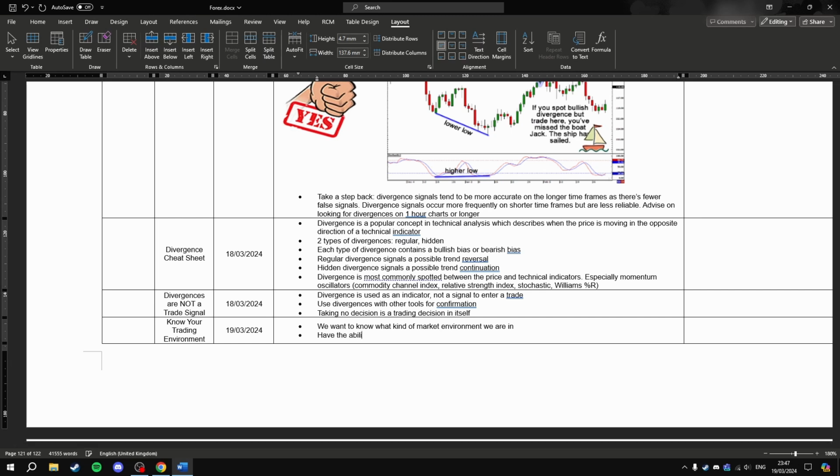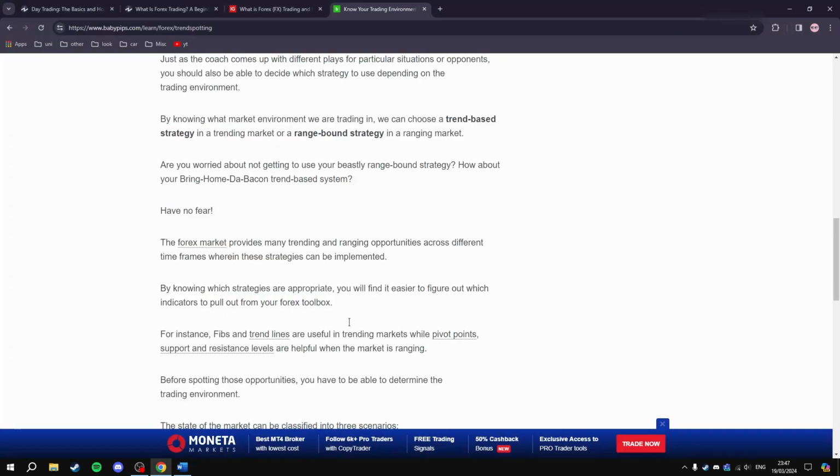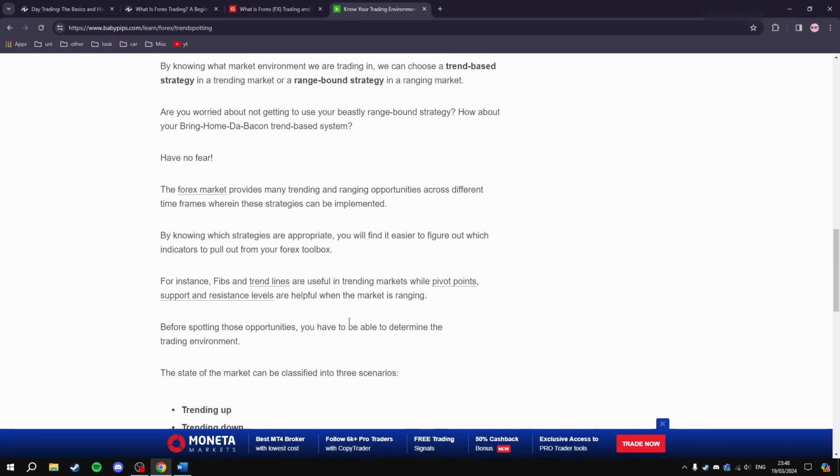Have the ability to decide which strategy to use in different trading environments. By knowing what market environment we are trading in, we can choose a trend-based strategy in a trending market or a range-bound strategy in a ranging market.